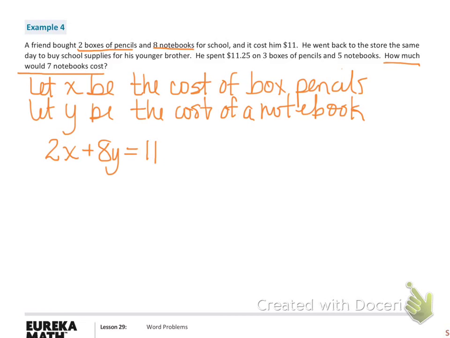Okay, but I've got more information than that. I know that if I buy 3 boxes of pencils, so 3 times the cost of pencils, and 5 notebooks, so 5 times the cost of a notebook, is $11.25. 3 pencils, 5 notebooks, yeah.